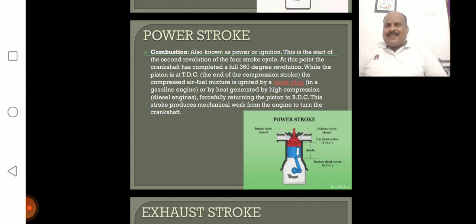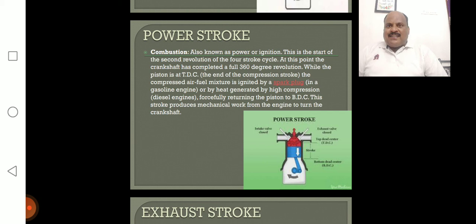See, there are other names. The first name is combustion, the second name is power, and the third name is ignition stroke. Some people call this stroke the combustion stroke, some call it the power stroke, and some call it the ignition stroke. This is the start of the second revolution of the four-stroke cycle.